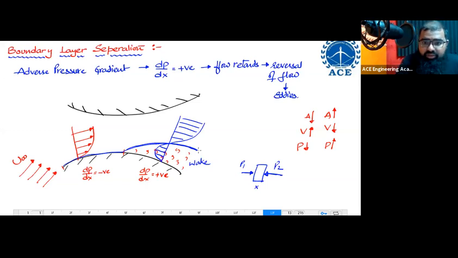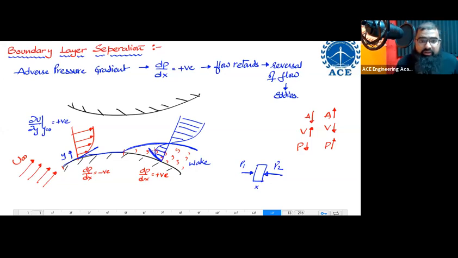For boundary layer separation to take place, the value of dP upon dx has to be what? Positive. Whenever dP upon dx is positive, boundary layer separation takes place. Now look at the tangent over here. If I draw a tangent to the velocity profile, the tangent is something like this. If this is my y-axis, the perpendicular axis, I can say the value of ∂u/∂y at y equal to 0 is positive.